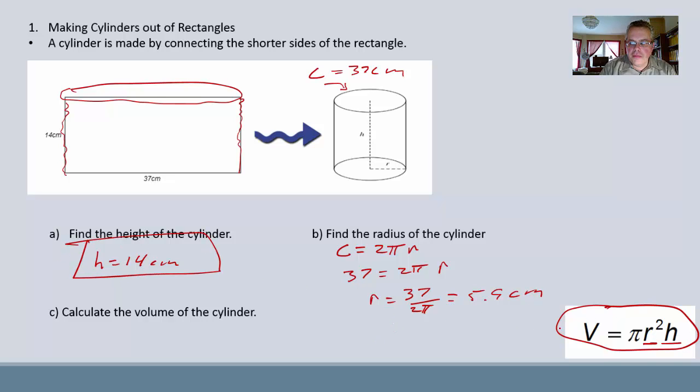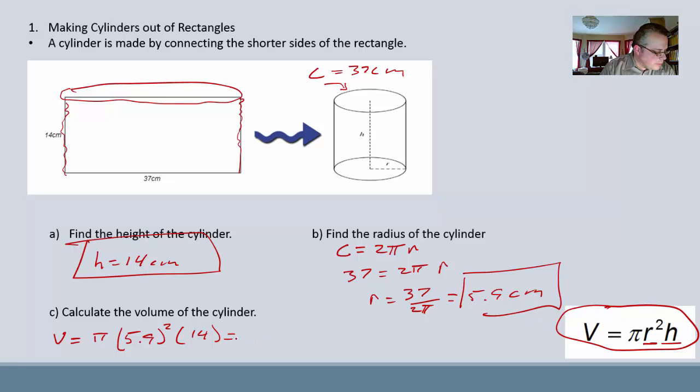Okay, so we have the two things we need. We have the height of the cylinder, and we have the radius of the cylinder. The volume is the easy part. So we just do pi times the radius squared, 5.9 squared, times the height. And we get another beautiful decimal. If you do this, I believe we get 1,531 cubic centimeters is the volume. So the units are cubic units. All right, that was the old, and now the new.